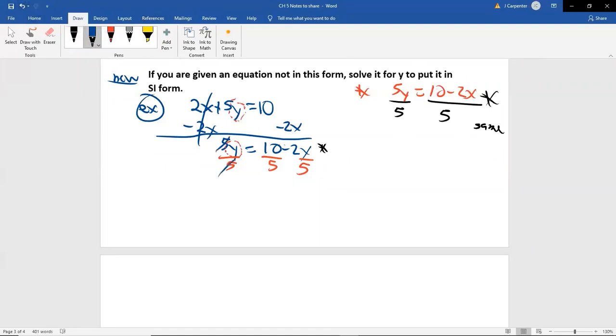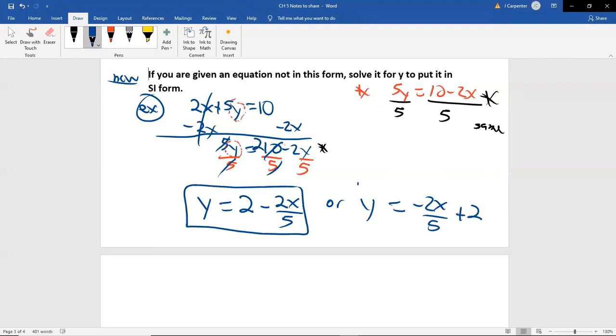These 5s will cancel. This 10 and this 5 do make a 2, and then you leave that piece with the x alone, and you get y equals 2 minus 2x over 5. Or if you want this to look more proper to have the x term first, that's y equals negative 2x over 5 plus 2. These are the same thing. They are just written in a different order of terms. And you might be thinking, well, Mr. Beckner, why isn't this positive and this negative? Why did you move the location of the minus?